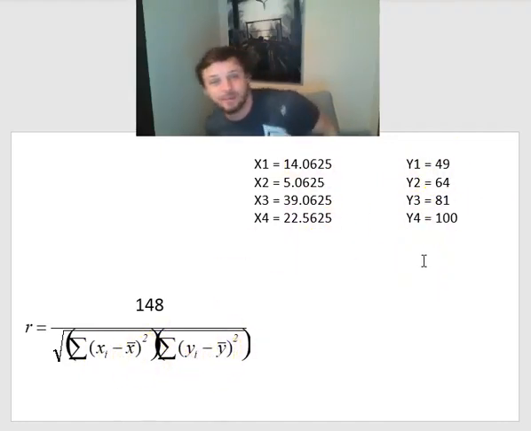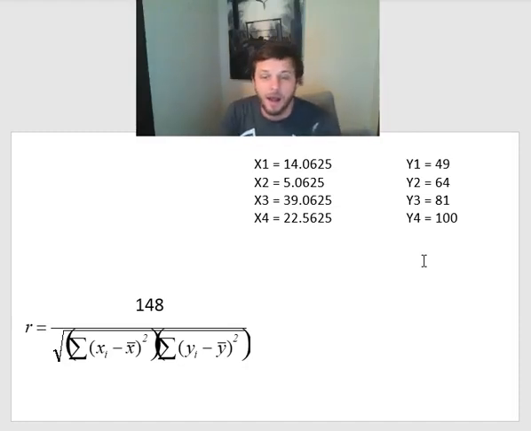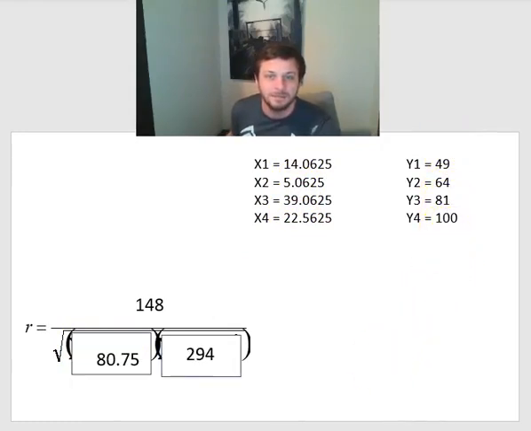I think maybe this is where a lot of y'all messed up. I know when I was doing it, I stumbled over it a couple times. So maybe this is where you had some issues. And so we want to add up our 14, 5, 39, 22, 49, 64, 81, and 100. And that's going to give us 80.75 and then 294.